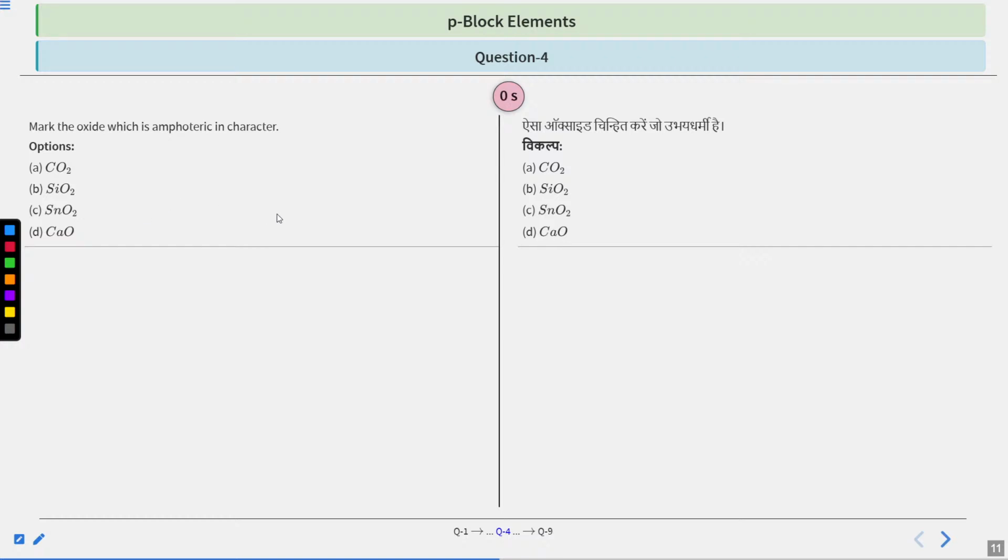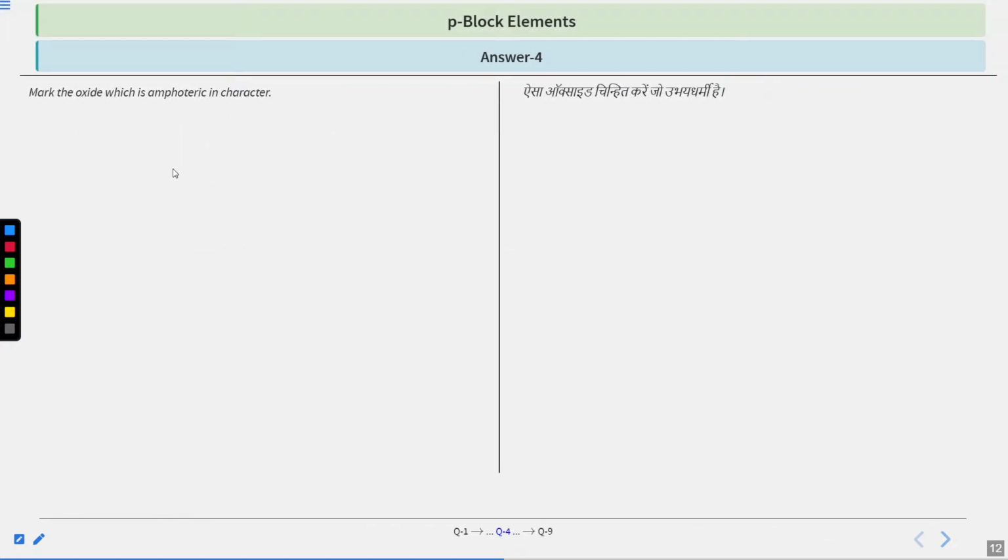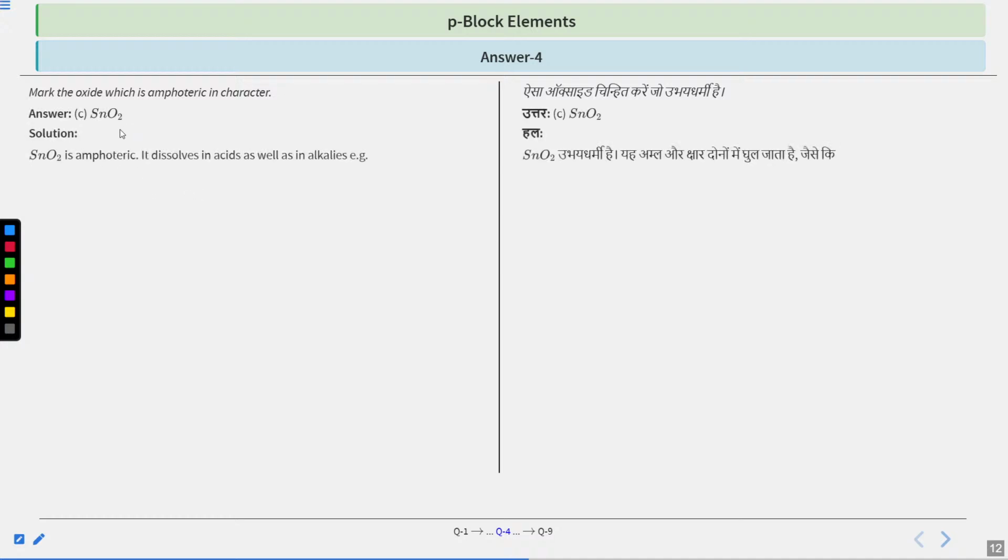So your time is up. So let us move to the solution part. We have to decide which of the given species forms the amphoteric oxide. Basically, amphoteric oxides are those which have the character of both acids and bases, right? So the answer would be SnO2. SnO2 is amphoteric because it dissolves in acid as well as in alkali. Most of you looked at SiO2, but that was a wrong answer, right? So your correct answer would be SnO2.